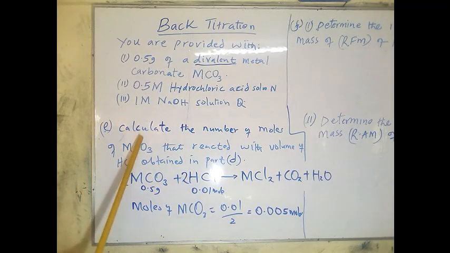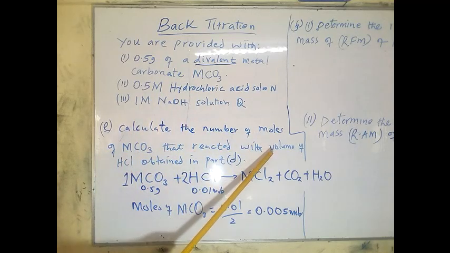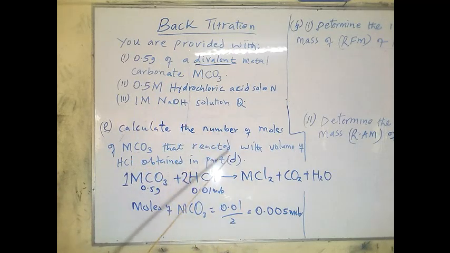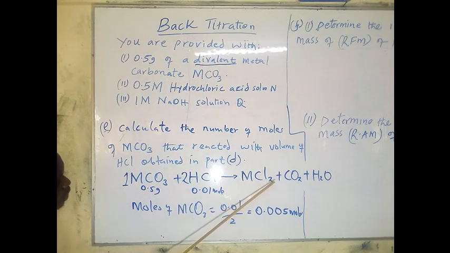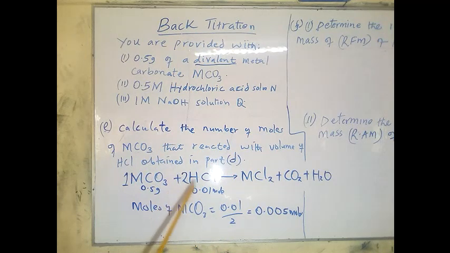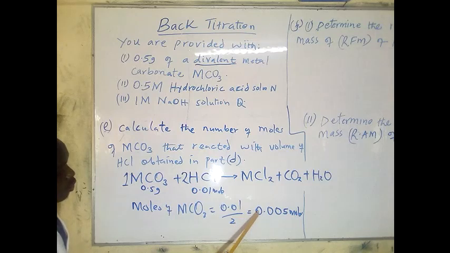So E, calculate the number of moles of the M carbonate that reacted with the volume of HCl obtained in part D. So in part D, we obtained that the number of moles of HCl that reacted with M carbonate is 0.01. That's what we got in part D. But once you write this reaction, you must write M carbonate reacting with HCl gives M chloride, CO2 plus water. Therefore, the mole ratio you can see is 1 to 2 after balancing the equation. Like I told you, the reason why you were told that the M carbonate is divalent, you should know, therefore, the valence of M is 2, it will put 2 here. That is the reason why you were told that it is a divalent. So now, moles of the M carbonate, as you can see, is going to be a half that of the HCl because the mole ratio is 1 to 2. Therefore, moles of M carbonate is 0.005 moles.